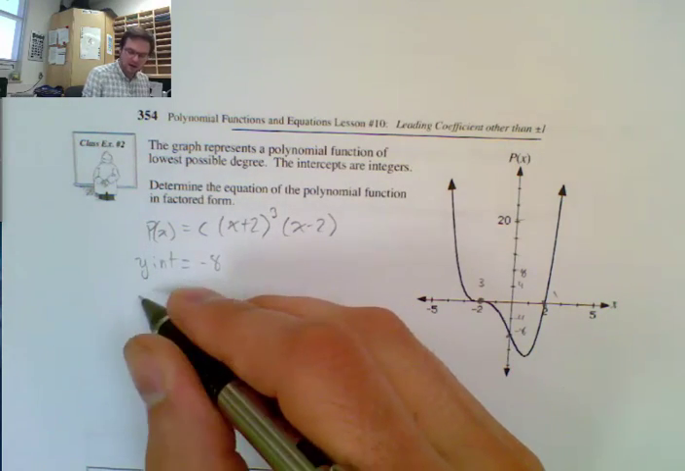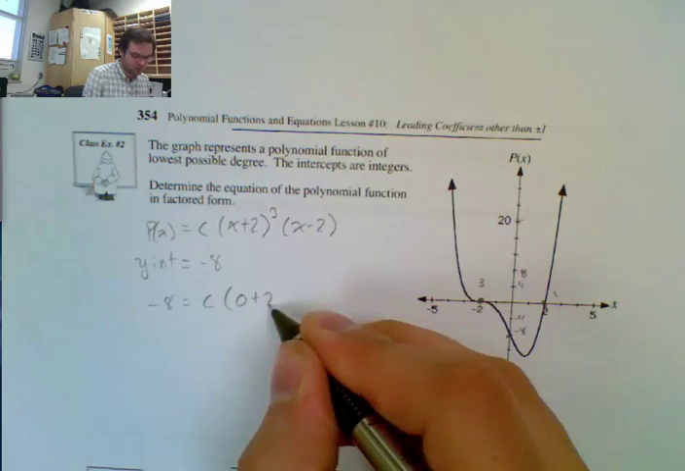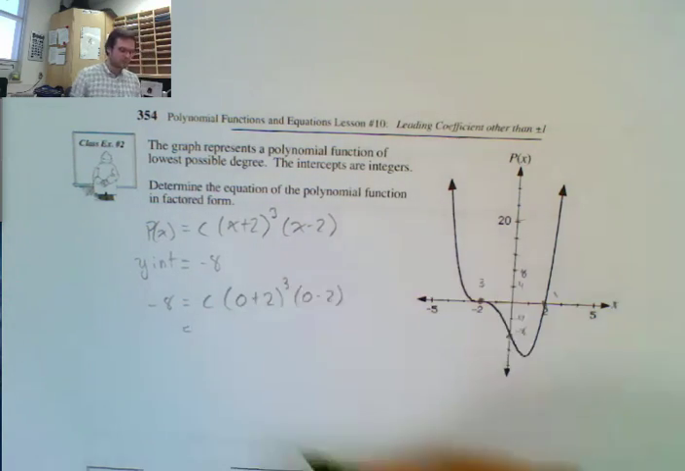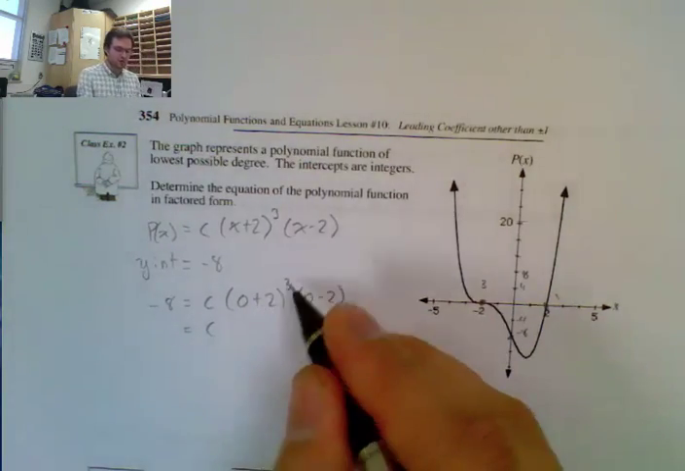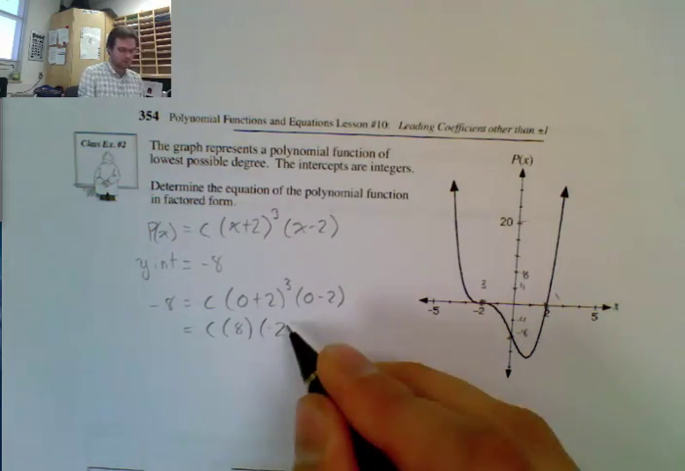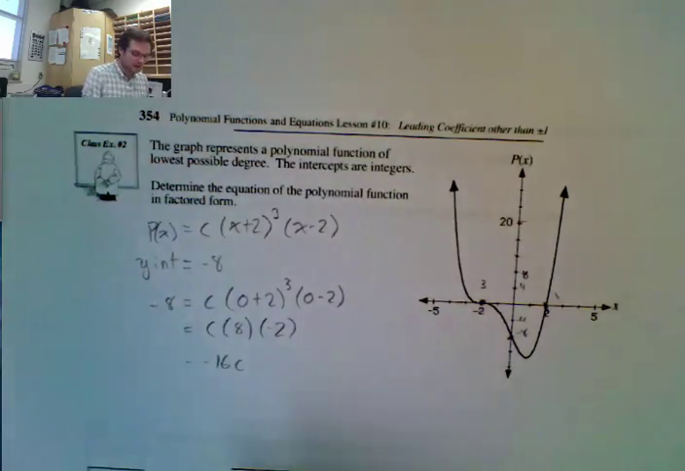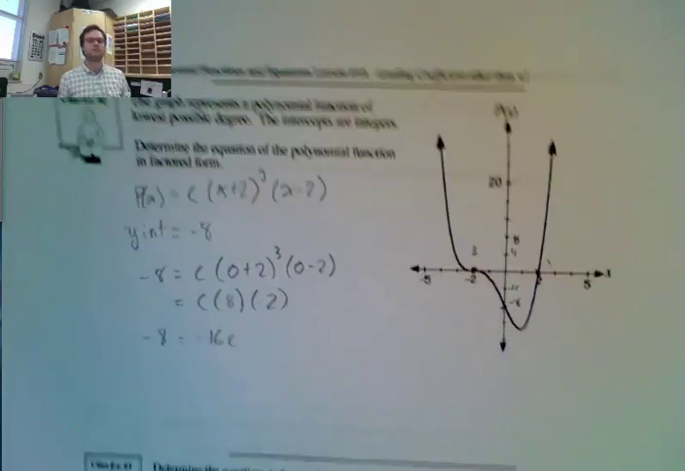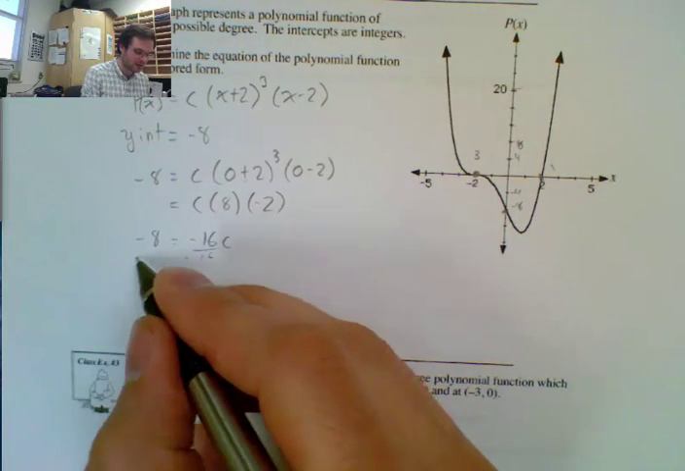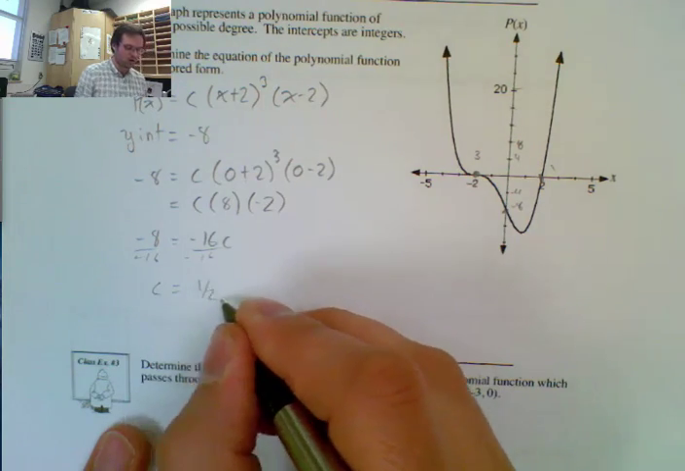So we're going to say negative 8 is equal to c times 0 plus 2 cubed, and then 0 minus 2. Okay, so this is going to be c. 2 cubed is going to be 8, and then times negative 2. Multiply this together, I'm going to get negative 16c is equal to negative 8. Continue multiplying, solve for c: I divide both sides by negative 16. I'm going to end up getting c is equal to 1 over 2.